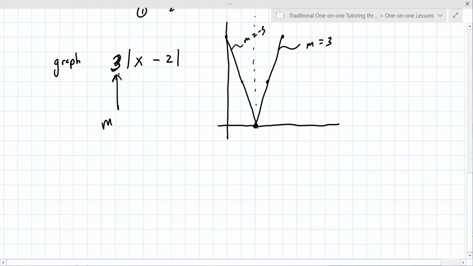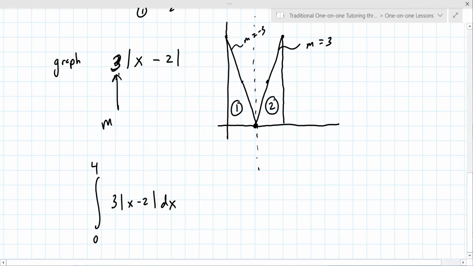You can see there's symmetry about this line, because the question you would be asked would be like the integral from 0 to 4 of 3 absolute value of x minus 2 dx. And this is one way to do it, probably the only way. You would have to find the area of region 1 and then the area of region 2. We don't need to do that right now, but I want to show you a few examples like this, if you're okay with that, to illustrate that.